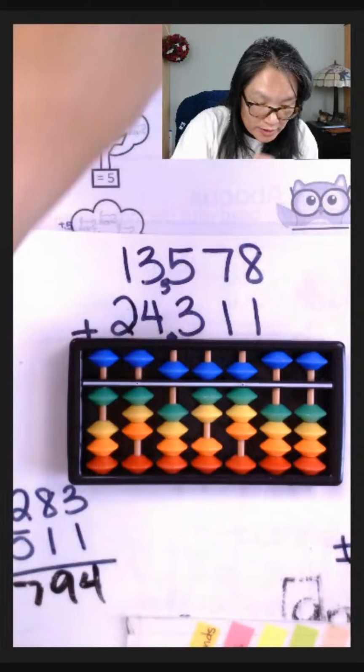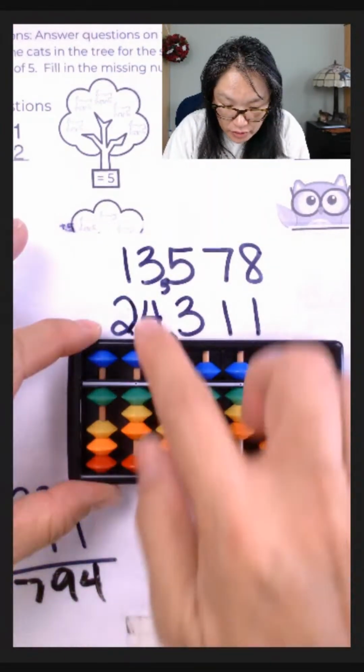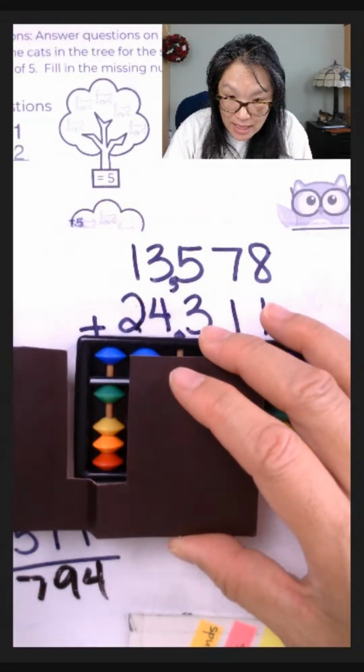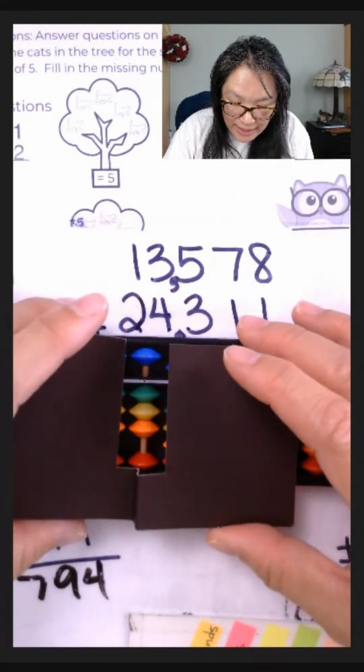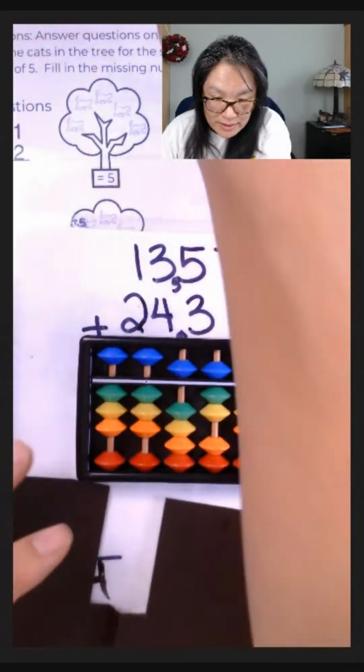That's another strategy that mainstream is doing. We don't need to have friendly numbers. What are we going to do? Can I add the 2 on my abacus? Yes, I can. I'm going to add the 2. Can I add the 4? No, I can't.